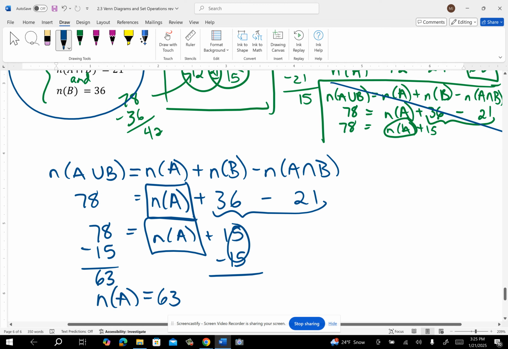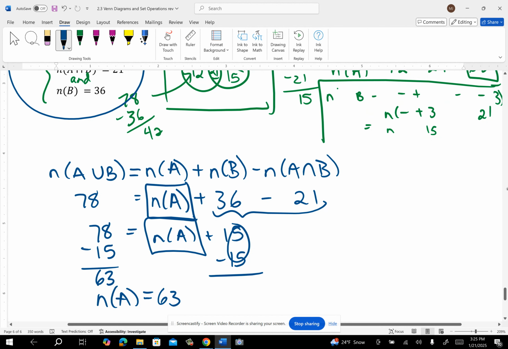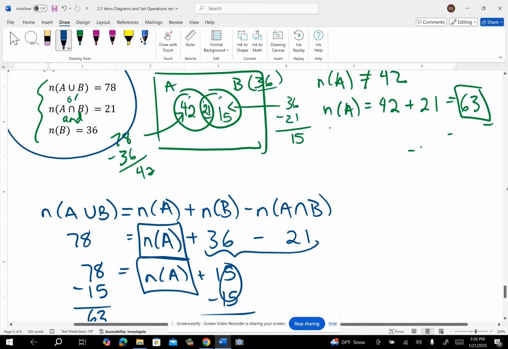Okay? So the formula works good if you know the formula. Okay? Venn diagram also works good, but the tricky part on the Venn diagram is recognizing that this is not the number of elements in A. Recognizing that you have to take 42 plus 21 to get the number of elements in set A.